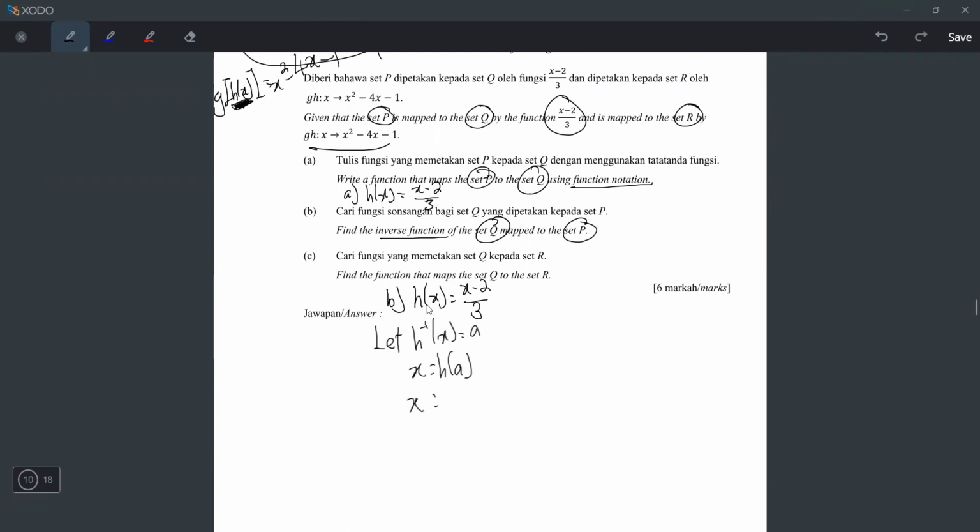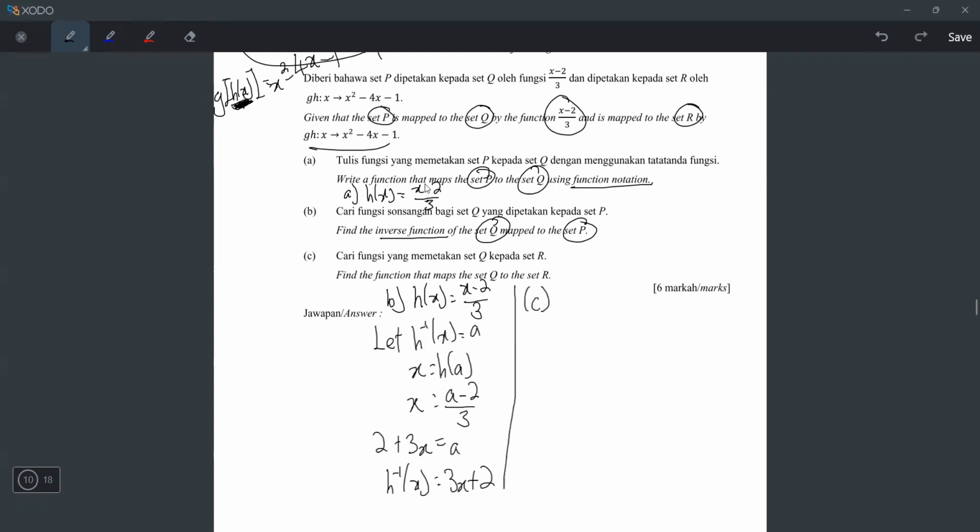And then x equals, h(x) is (x minus 2) over 3, so h(a) is (a minus 2) over 3, and then you try to find a, because a is your final answer. a is your h inverse. So a minus 2 equals 3x, minus 2 become plus 2, and then that's the answer. So a is the h inverse. So the h inverse equals what? 2 plus 3x, or 3x plus 2, the same thing. So that is the answer for B.